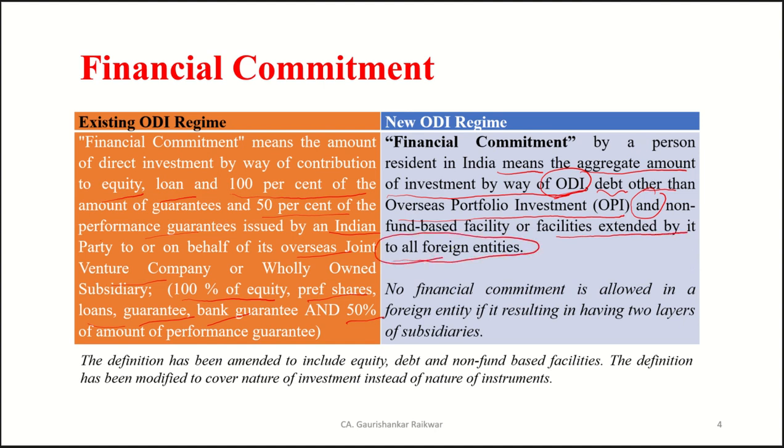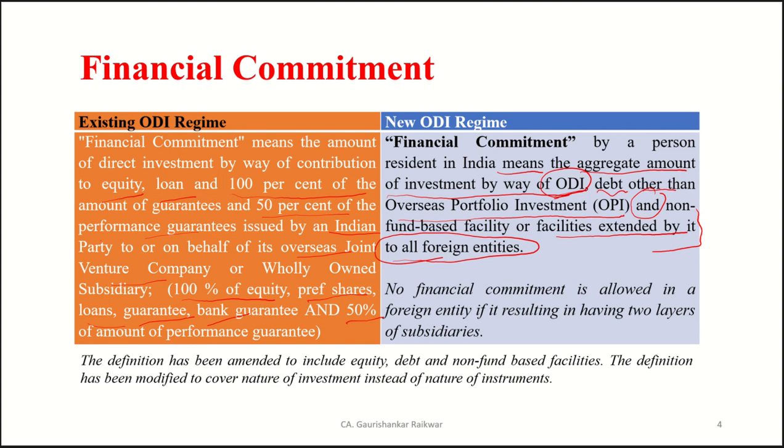Now the non-funded facility, whether it is bank guarantee, performance guarantee, any guarantee, so there is no 100% or 50% criterion. Now there are three categories. First is investment by way of ODI, so that is your equity capital. Then debt other than the overseas portfolio investment, and third they have included is non-funded facility or facility extended by it to foreign entity.